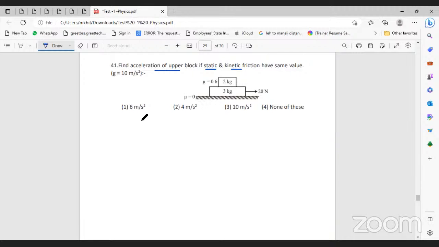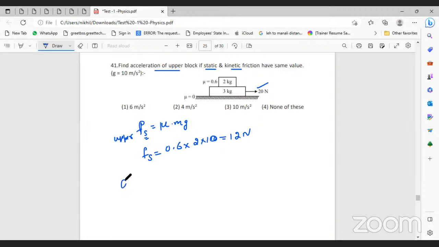First, let me find the limiting friction. What is the maximum limiting friction? First, let me calculate. That is mu into N. N can be taken as M into g for the upper block because it is at rest. So only I'm using static. So Fs is equal to, what is mu? 0.6. M value is 2. g value is 10. So 2 into 0.6 will be 1.2. 1.2 into 10 will be 12. So the static friction, maximum limiting friction, is 12 Newton.